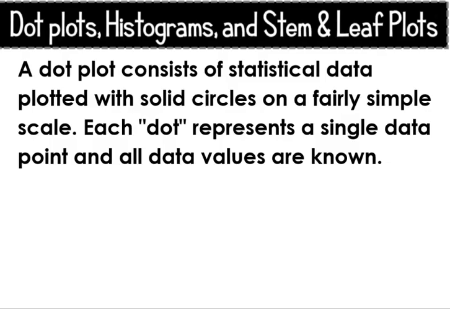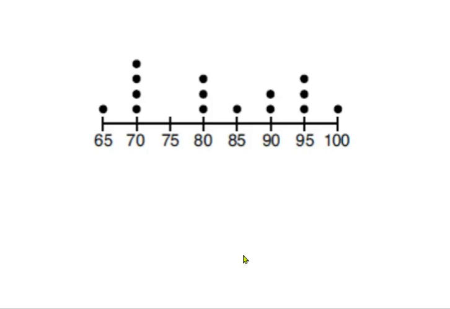It consists of data plotted with solid circles on a fairly simple scale, like a horizontal number line. Each dot represents a single data point, and all of the data values are known. Here's an example of a dot plot. You'll notice that there's a single dot above the number 65, and there are 4 dots above the number 70.